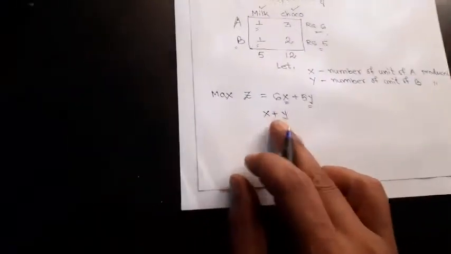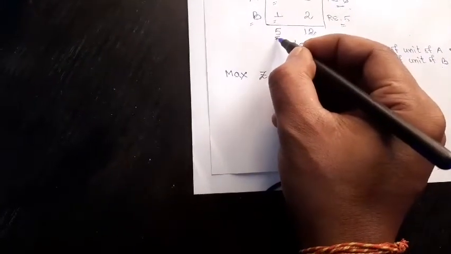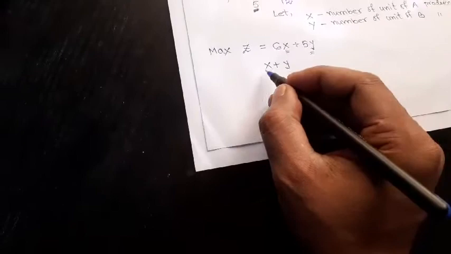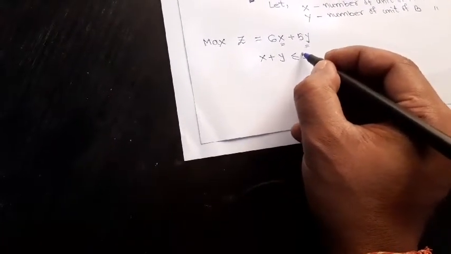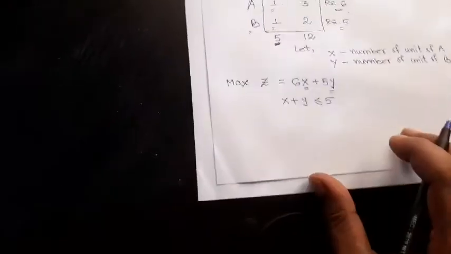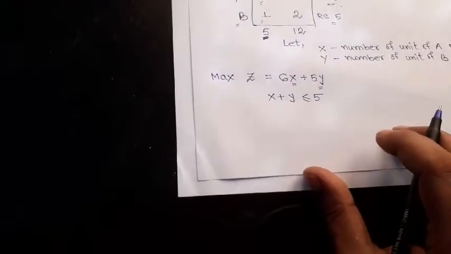Now this X plus Y should not exceed 5, because our available milk resource is only 5. So that means the total requirement of milk, X plus Y, should not exceed 5. So you can write this as X plus Y less than or equal to 5.